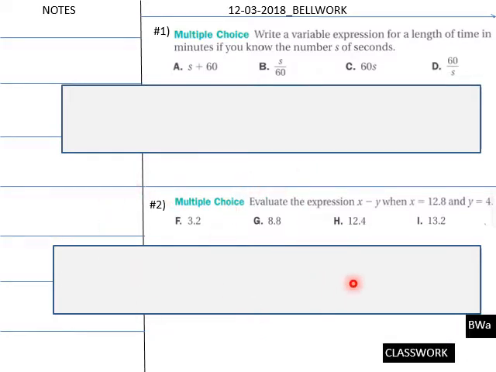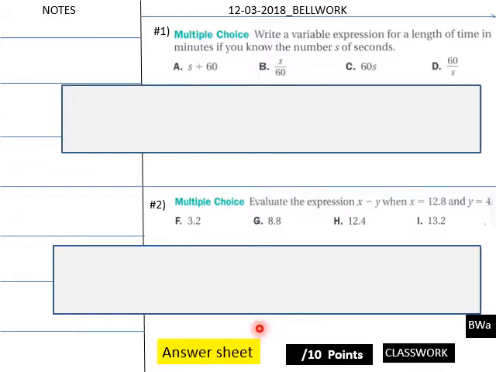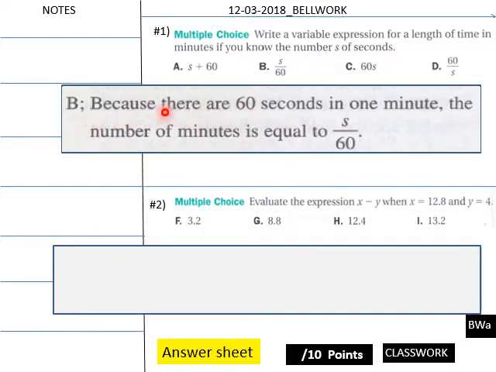Okay, welcome back everybody for the solutions of today's bell work. Up here, write a variable expression for a length of time in minutes if you know the number s of seconds. So how would you write that? B would be this one here, because there are 60 seconds in 1 minute. The number of minutes is equal to s over 60.